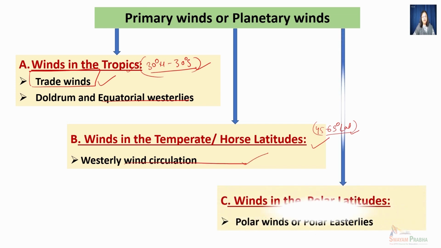The third category of primary or planetary winds is the winds in the polar latitudes, which generally extend between 70 to 90° north and 70° south to 90° south in the southern hemisphere. In these regions, you have polar winds blowing, which are also called polar easterlies. So let's understand these winds in detail now.